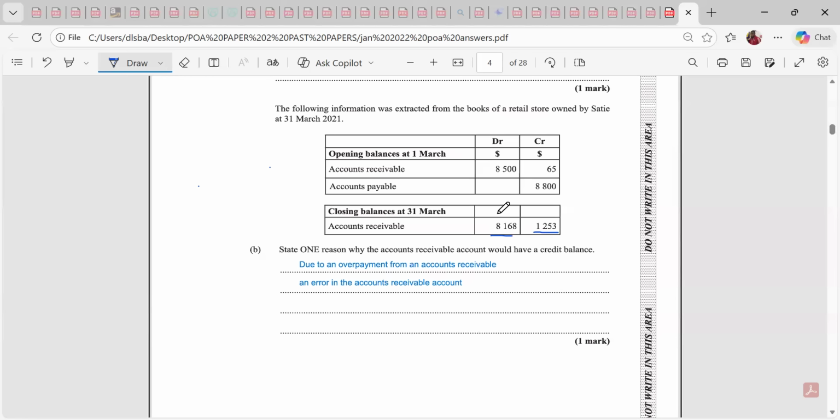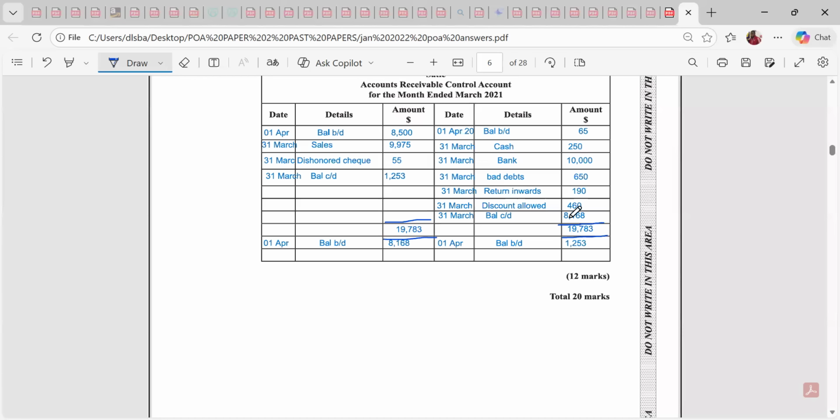For this balance brought down to be on the debit side, where would the balance carried down be? If the balance brought down is on the debit side, the balance carried down will be on the credit side. Correct. So when I do my balance carried down, I will put that 8,168 on the credit side. And then for the credit balance of 1,253, the balance carried down will be on the debit side. So that's where I'll put it.